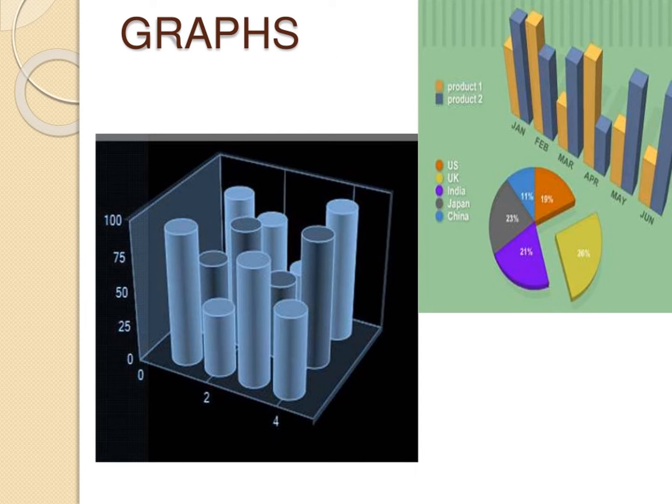You can see the next one is graphs. Any type of numerical data can be pictorially indicated using graphs. You can see in this picture there are two types of graphs, a bar graph and a cylinder graph, and also a pie chart is shown in this picture. It is an example of the graphical aid.